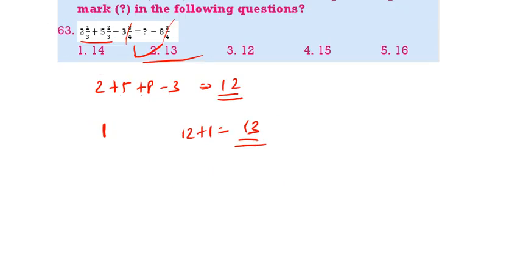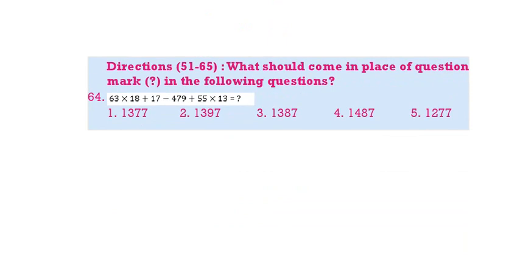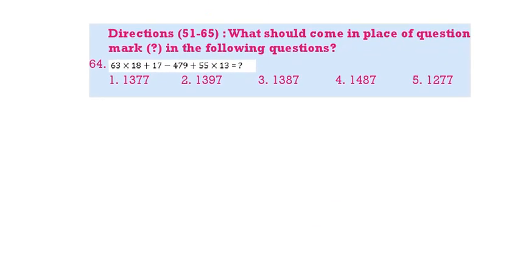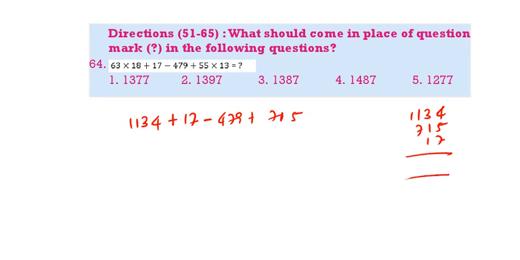See the next question. 63 into 18. 18 3 is 54. 1134 plus 17 minus 479 plus 715. So 1134, 715, then 17. Add all these values, plus values. 7 plus 5 12, 16, then 6, then 8. 1866 minus 479, 1387. 1387 is the correct answer.